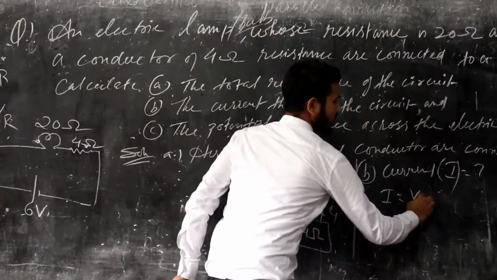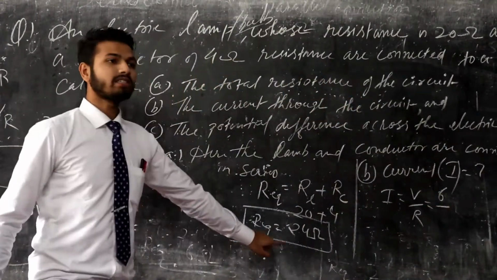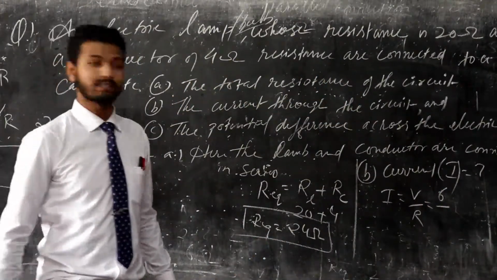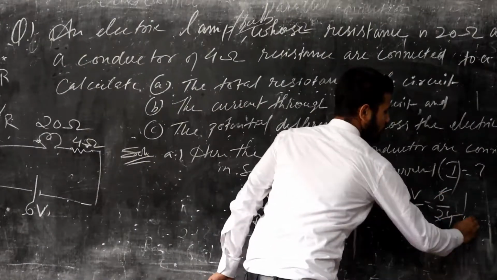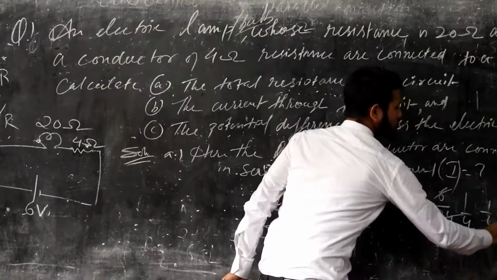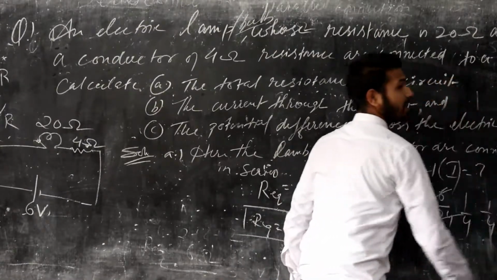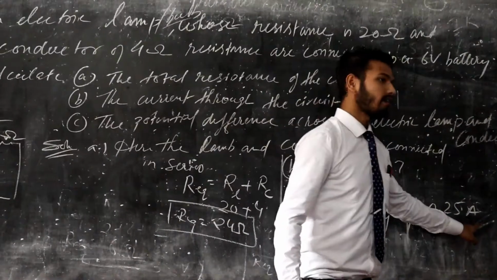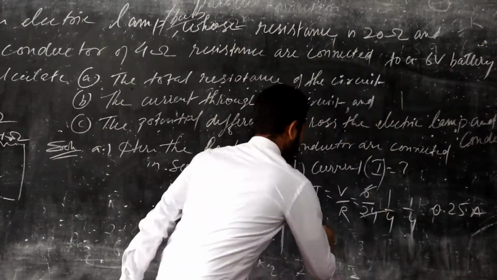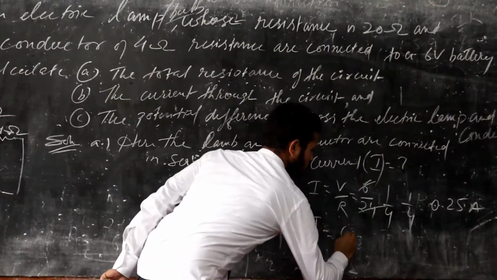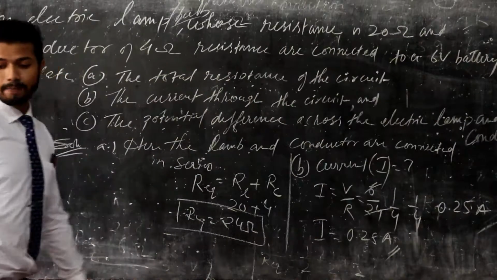And what is V? V is 6. What is R? 24. Just now we found the equivalent resistance. So 6 by 24. That means 1 by 4. That means 0.25. Don't forget to write the unit, it's ampere. So we found that I is equal to 0.25 ampere. I hope you got it, everybody.